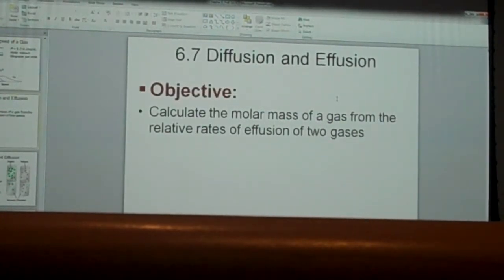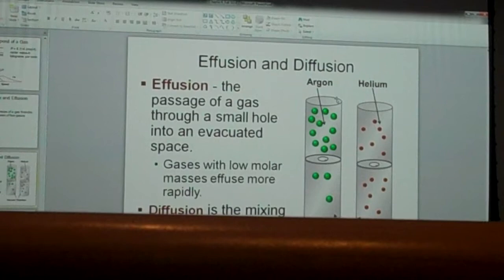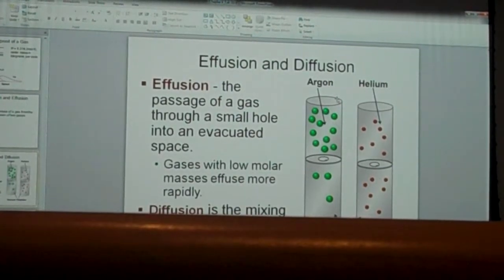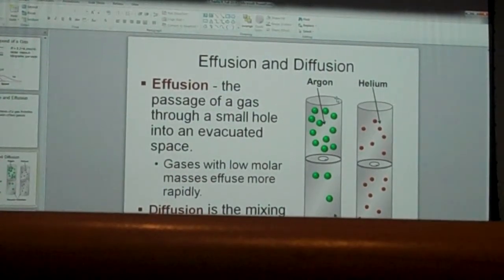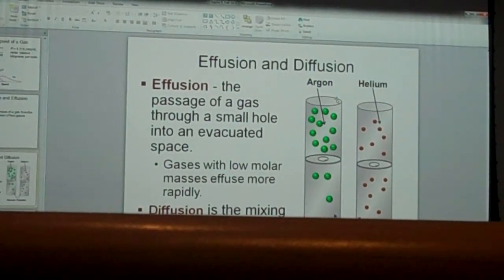Diffusion and effusion. Here's the definition. Effusion is the passage of a gas through a small hole into evacuated space. Now, diffusion is when, if I open up a can of perfume right here, Cash is going to smell it before you guys in the back do, obviously, because it's diffusing through, mixing with other gases. But effusion can be used to calculate lots of things.